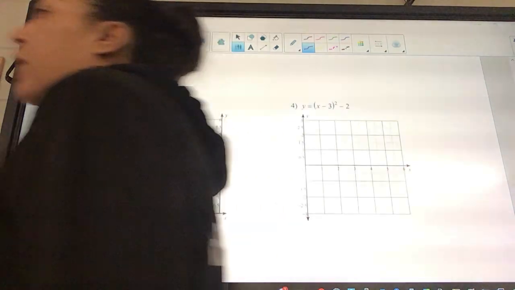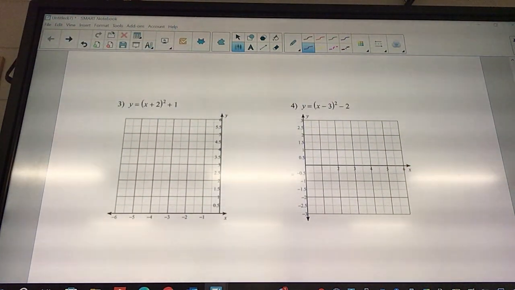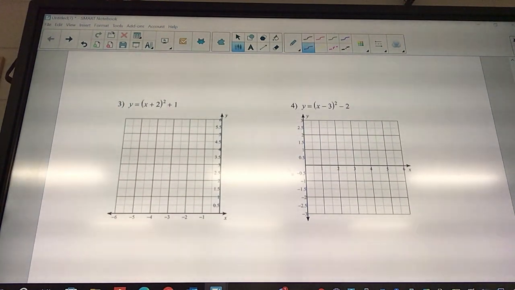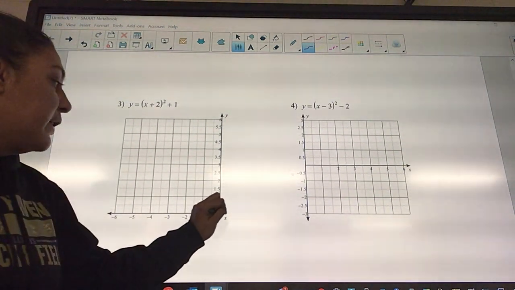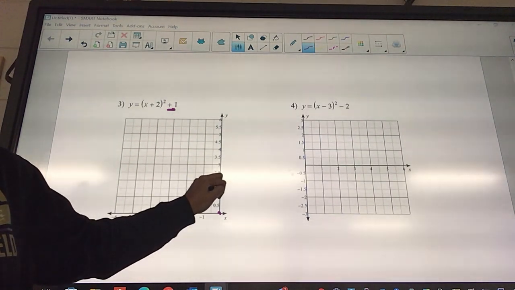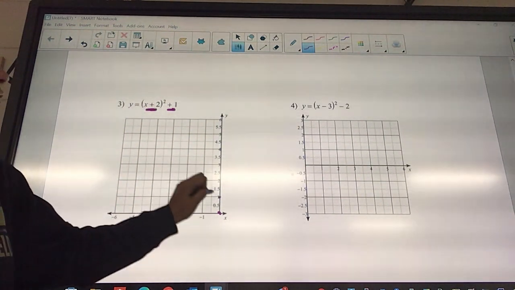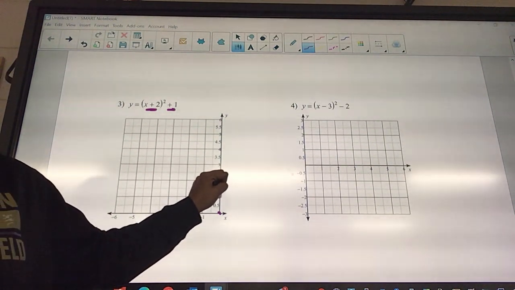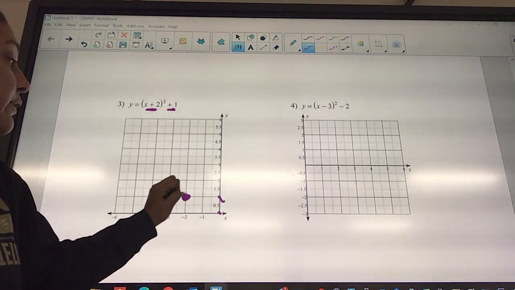Look at number 3. We're going to start our pencil on 0, 0. This one starts at 0, 0. Put your pencil on 0, 0, which is right here. What does this +1 do? It's going to go up 1. So move your pencil up 1. What does this +2 do on the inside? Go left 2. Can I even go right 2? No, you would be off the graph. Don't draw me anything off the graph. So we're going to have to go over 2. That's our vertex. That's going to be our first dot.